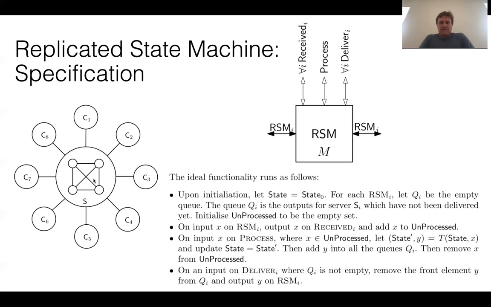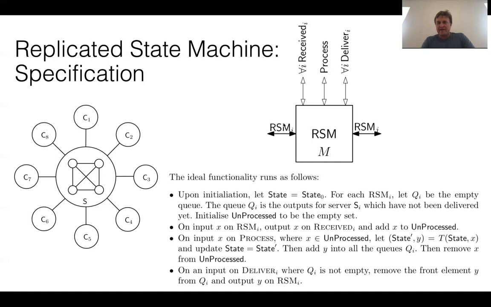So let me iterate again. Let me try to specify again. In terms of ideal functionalities, what is a replicated state machine? It's supposed to run this service here. What do we expect from its inputs and outputs? We're going to give it some ports for this. It will take its inputs here.